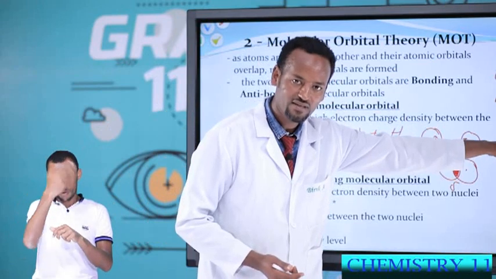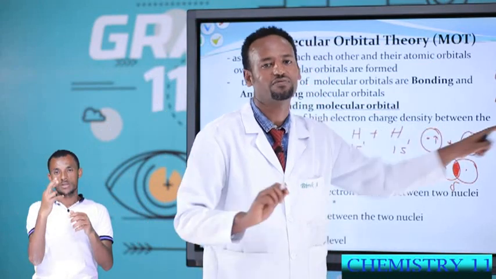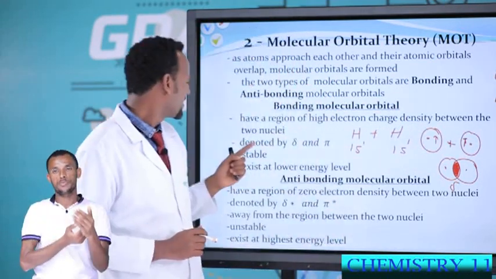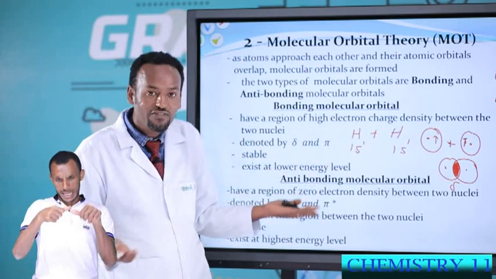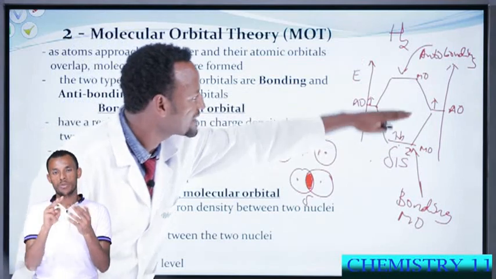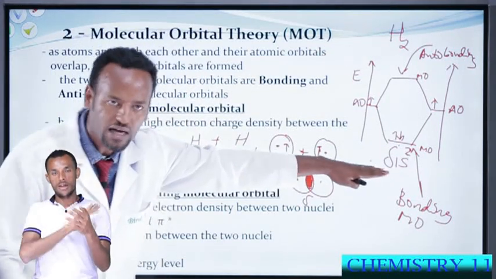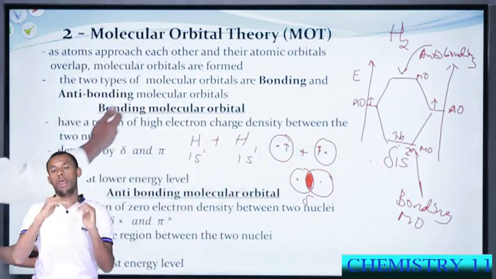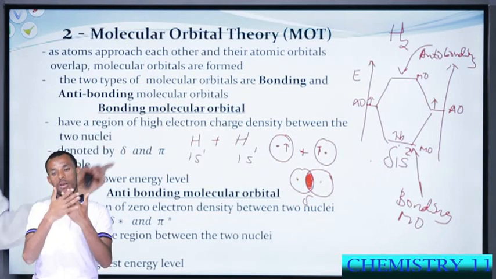Therefore, the bonding molecular orbital is stable. Why stable? Because it exists at the lower energy level. Look at this diagram. Does bonding exist at a higher energy level or at a lower energy level? At the lower energy level. Therefore, the bonding molecular orbital exists at the lower energy level.